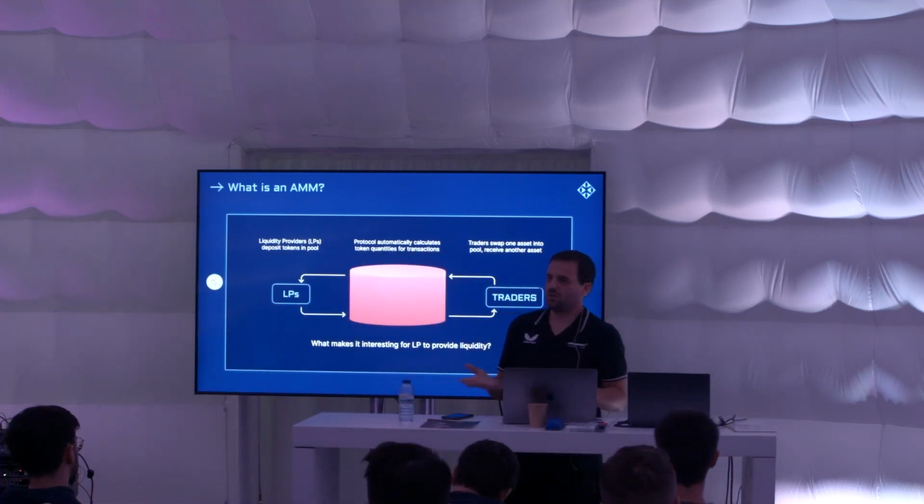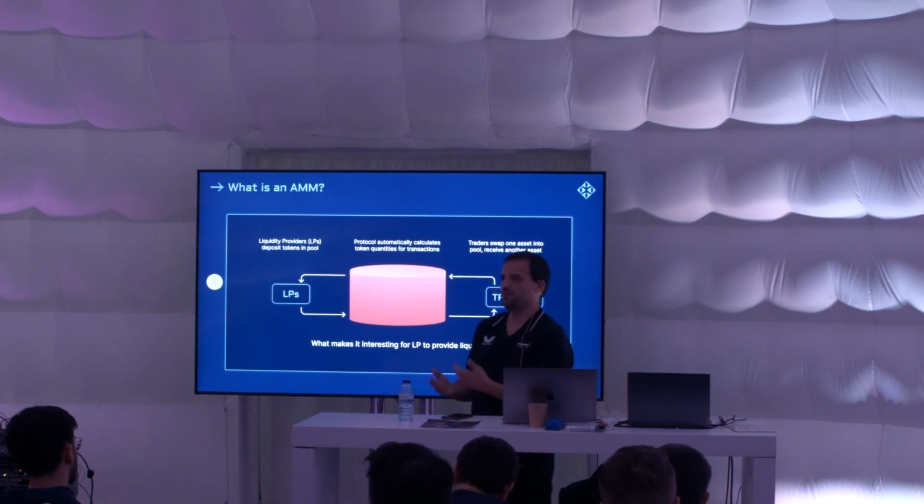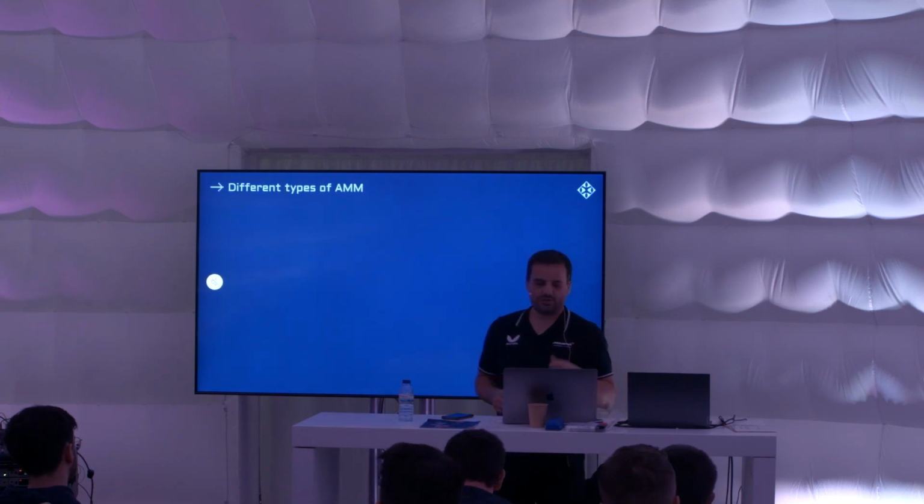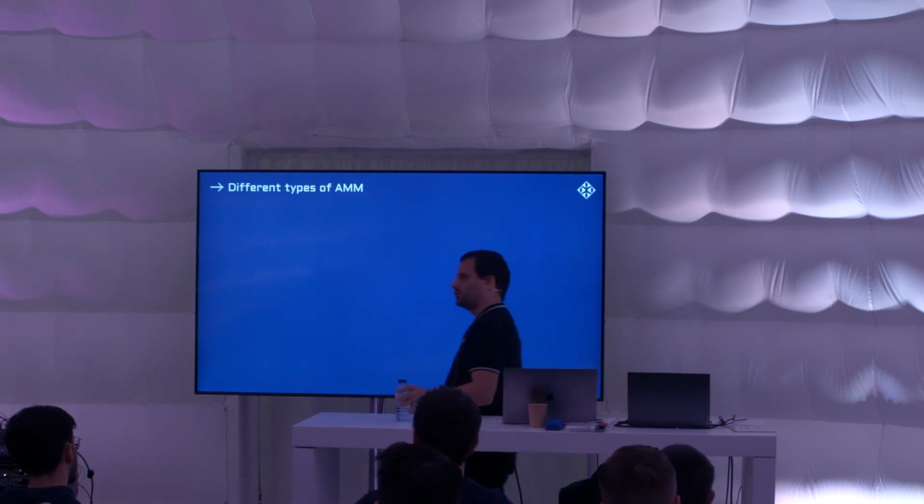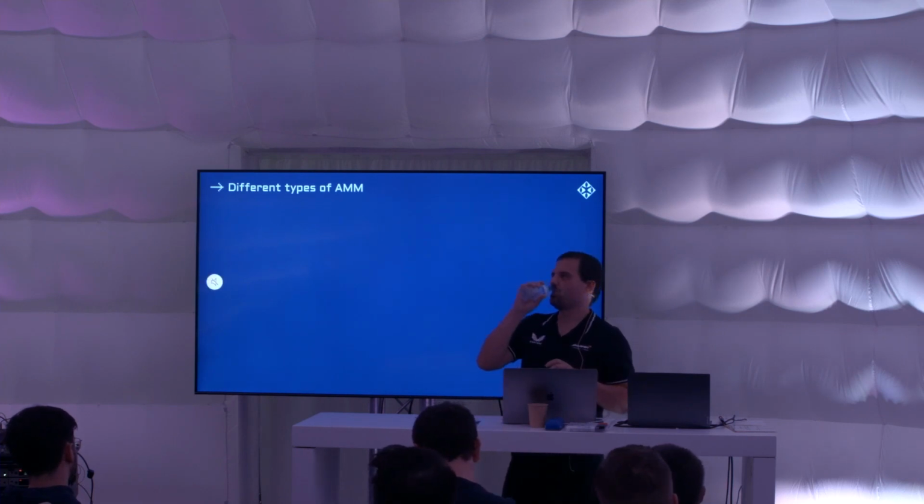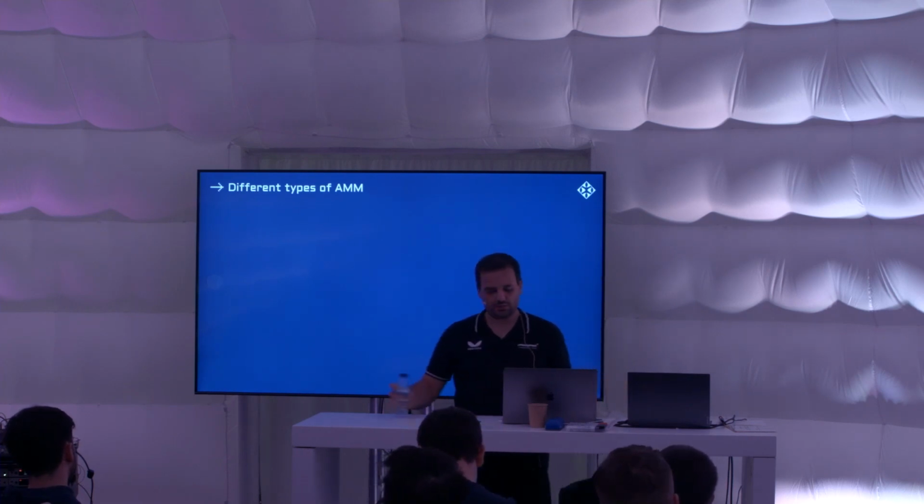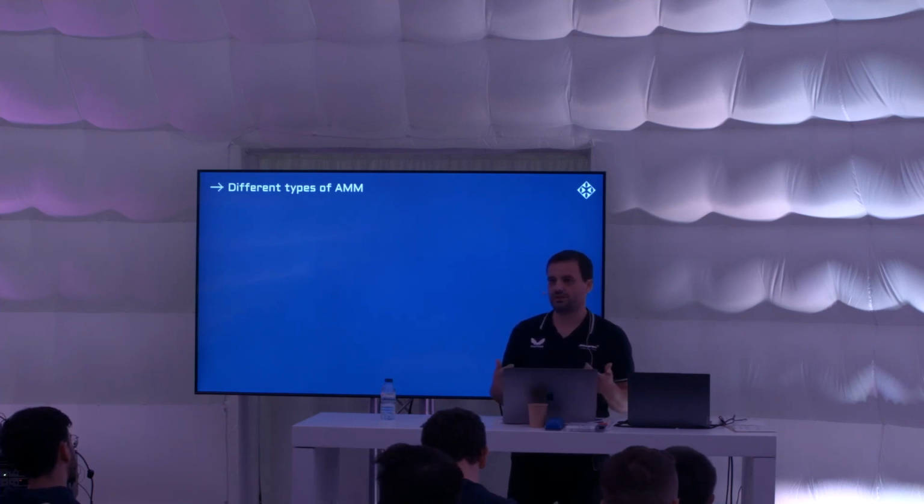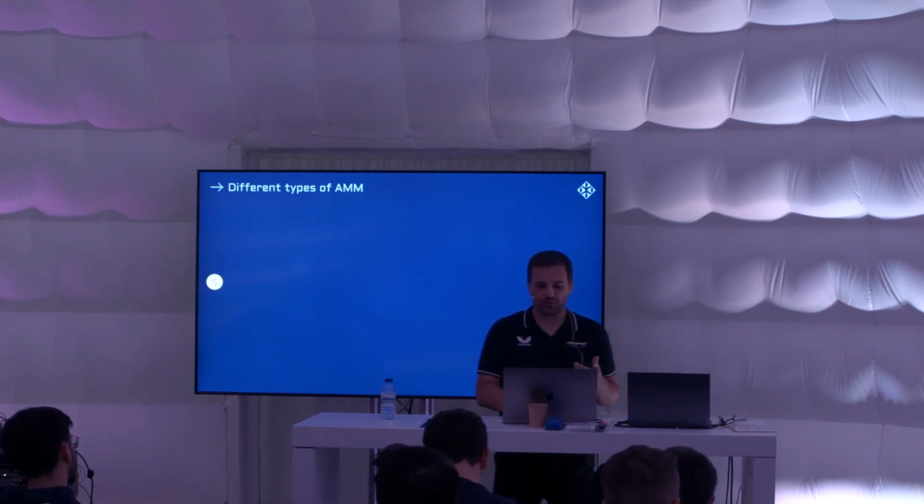So this also comes with risks. With AMMs, the risk is the impermanent loss, but I won't go into that. So now, different types of AMMs. We have many different types of AMMs, which have different properties, different invariants which they follow, the curve they follow.